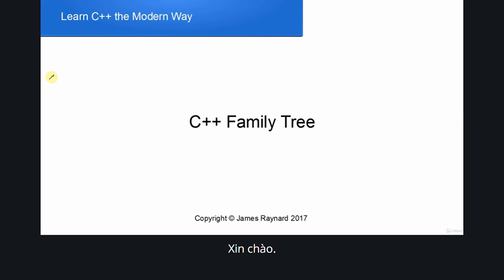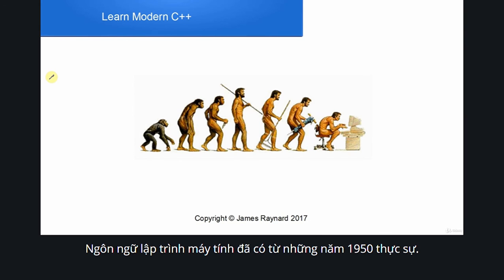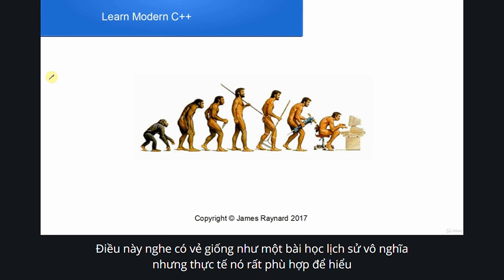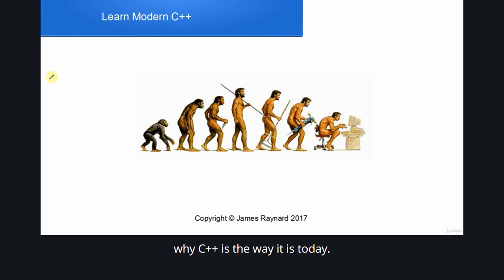Hello, and in this video we're going to look at the C++ family tree. Computer programming languages have been around since the 1950s really. They've undergone a very long process of evolution, and we're going to have a look in this lecture at how we arrived at C++. This may sound like a bit of a pointless history lesson, but in fact it is very relevant to understanding why C++ is the way it is today.